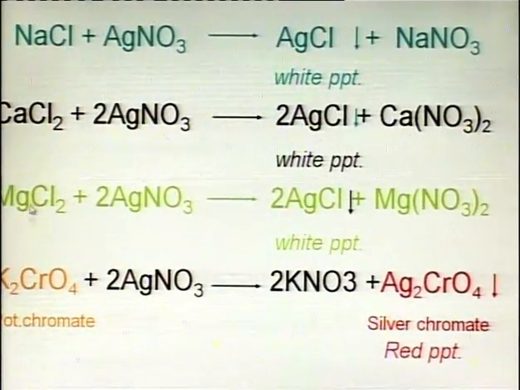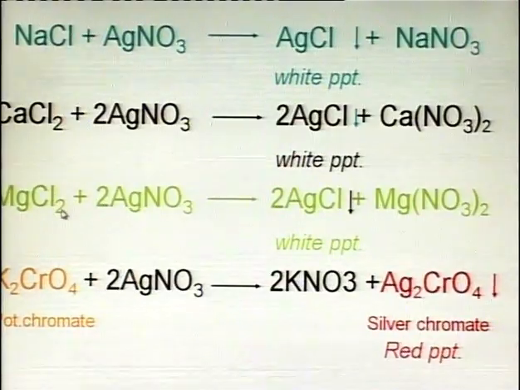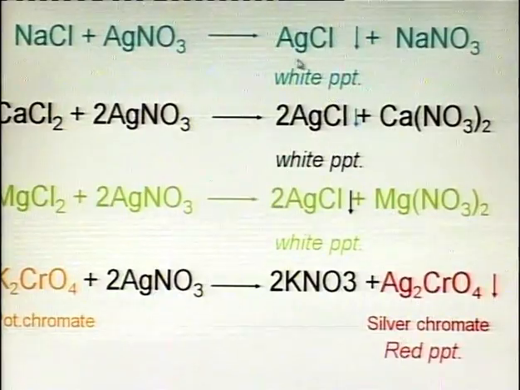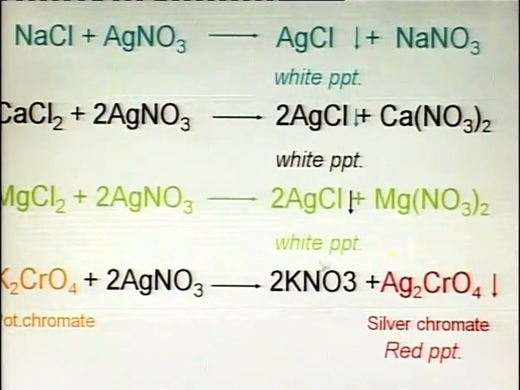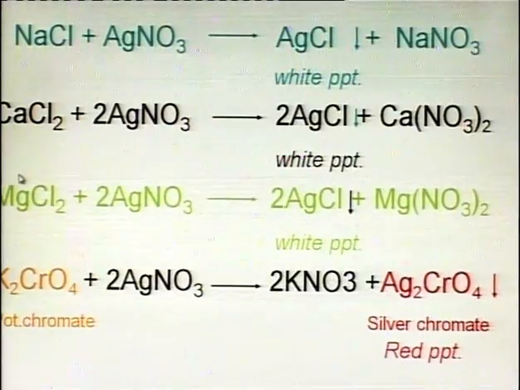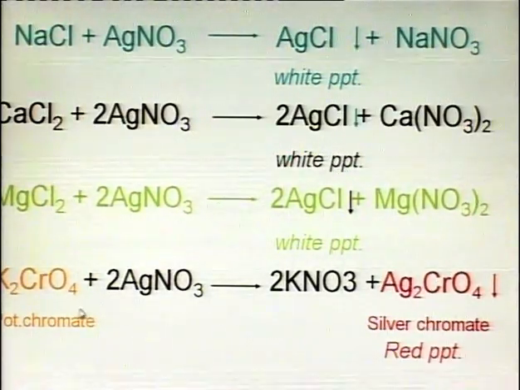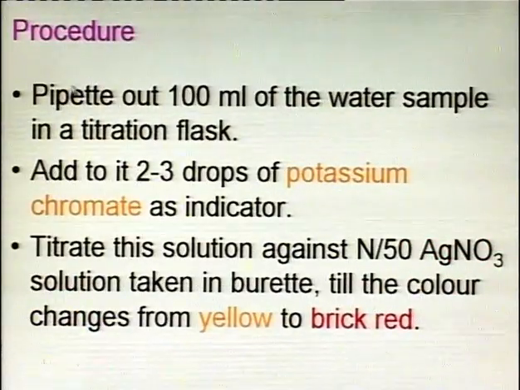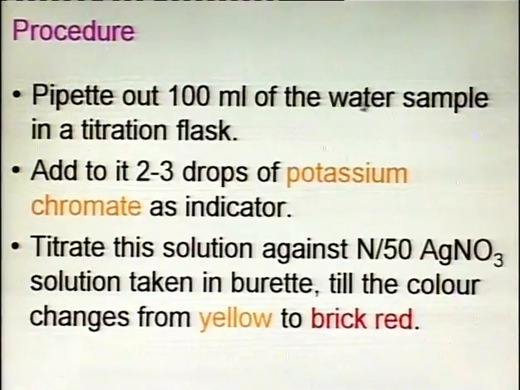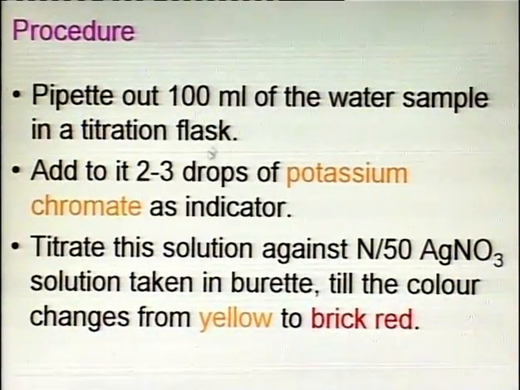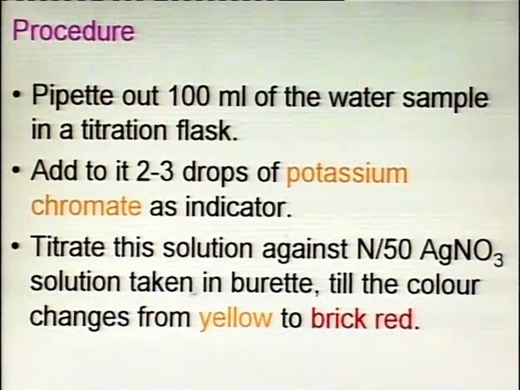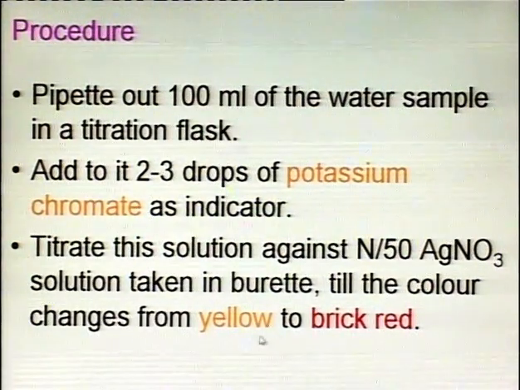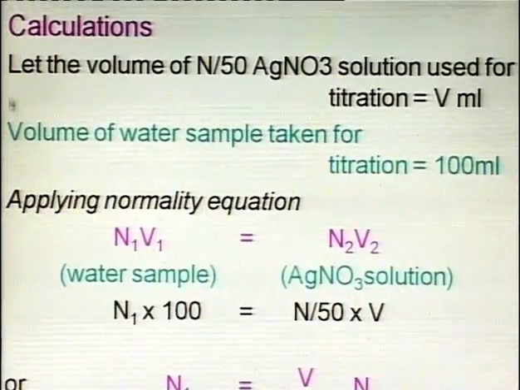So, these salts which are contributing chloride ions to sample water will react with silver nitrate to give silver chloride as a white precipitate. At the end point, when there are no more chloride ions, the indicator will react with silver nitrate to give the red precipitate. So, procedure: 100 ml of sample water is taken in a titration flask, 2-3 drops of indicator are added and titrated against N/50 silver nitrate solution. Color changes from yellow to brick red.